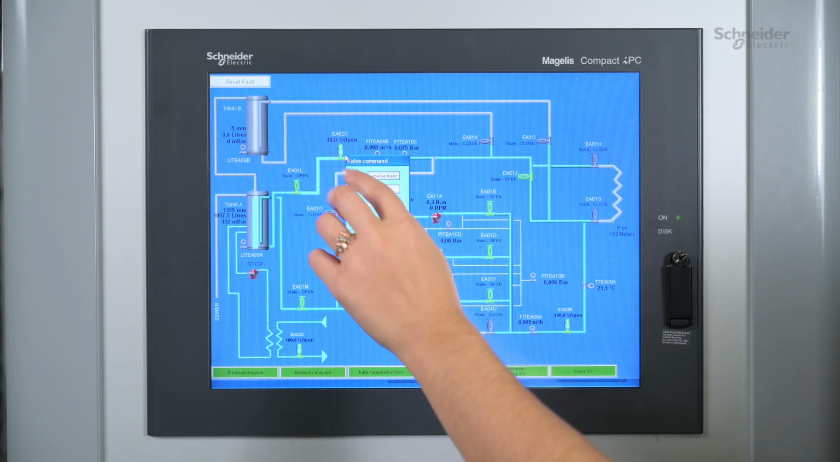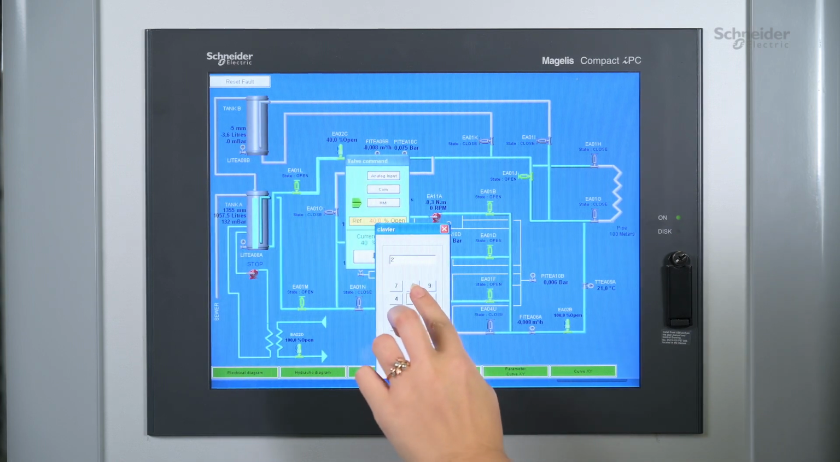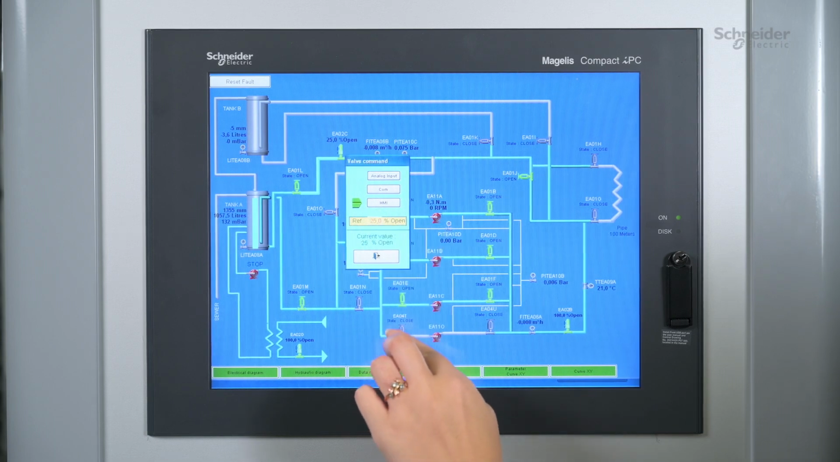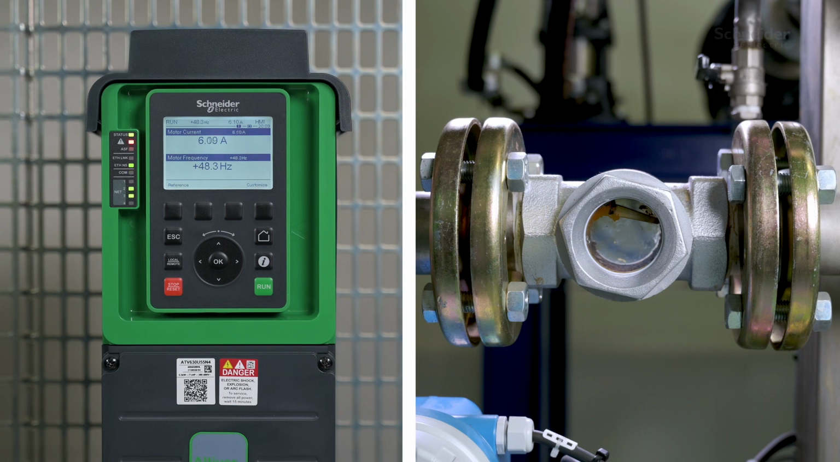Simulate a bad flow value by changing the opening value of a bench valve. See that the drive stops the motor when the flow goes under the value of pump LF min level. For example, this can prevent premature pump wear.